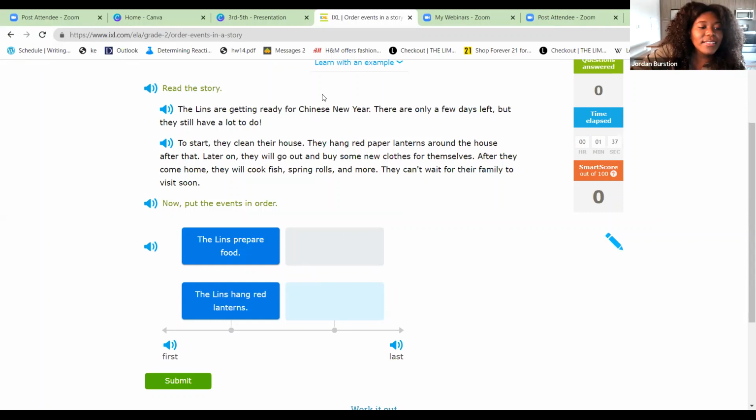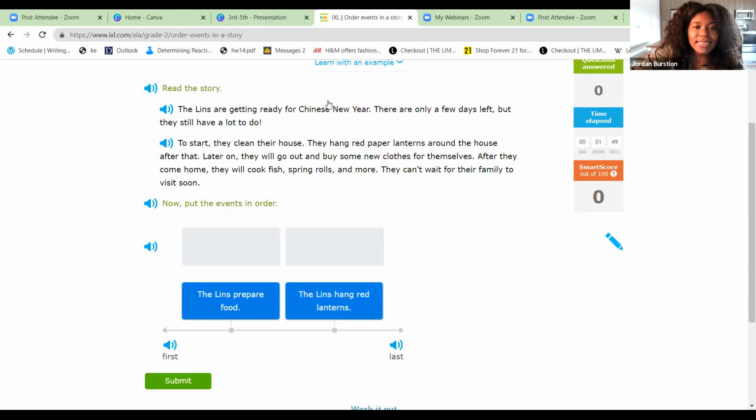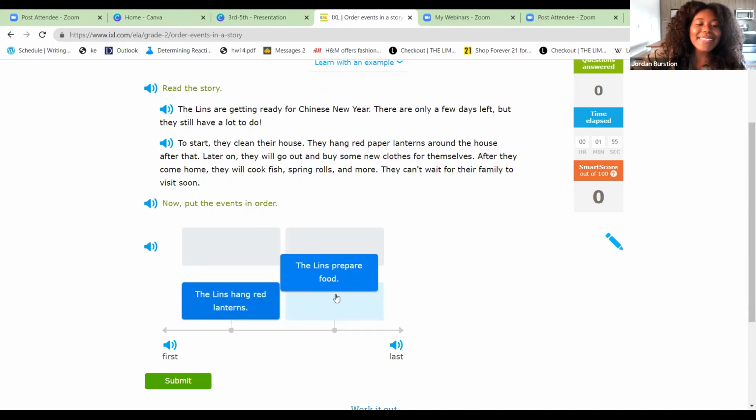Oh, okay, you want to change your answer? All right, so I'll change it back. So this, they prepare the food first, and then they hang the lanterns. No? Okay. So how about this way? Is this the way you want it, Emery?